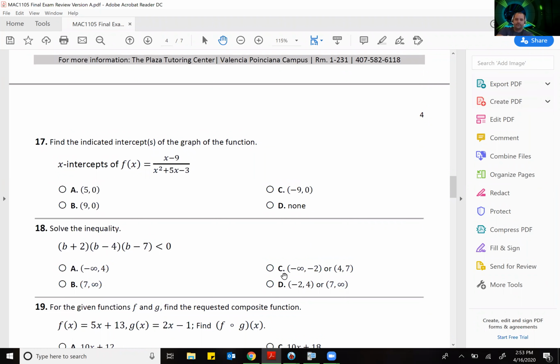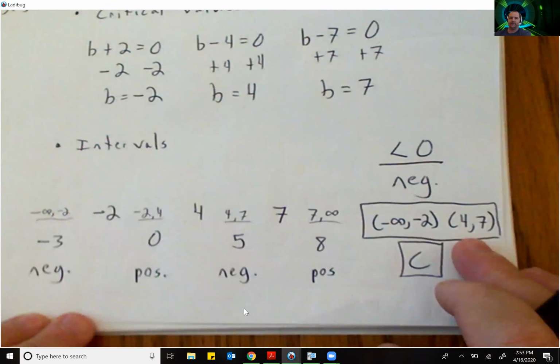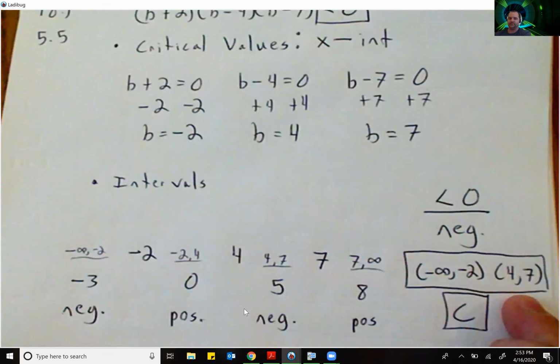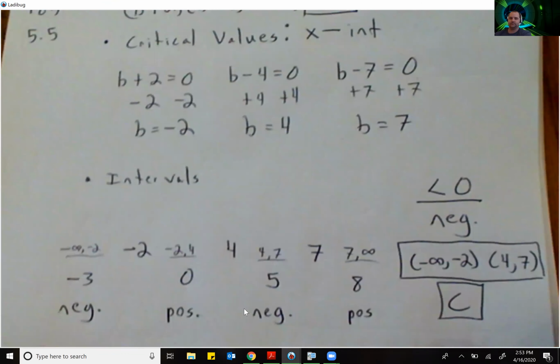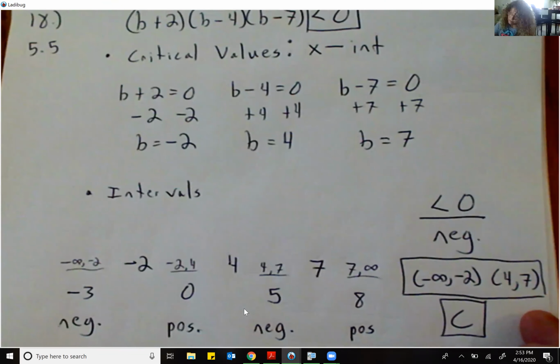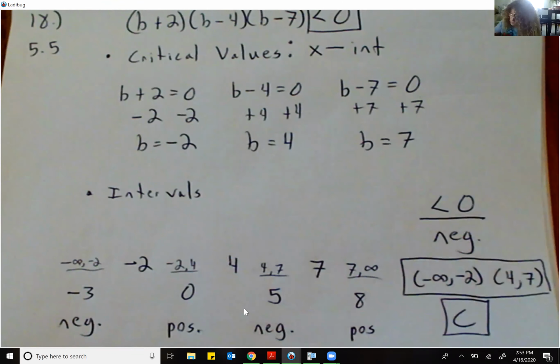Okay. Any questions about what we did on number 18? No, there's just kind of trying to print it with notes. No worries. All right.